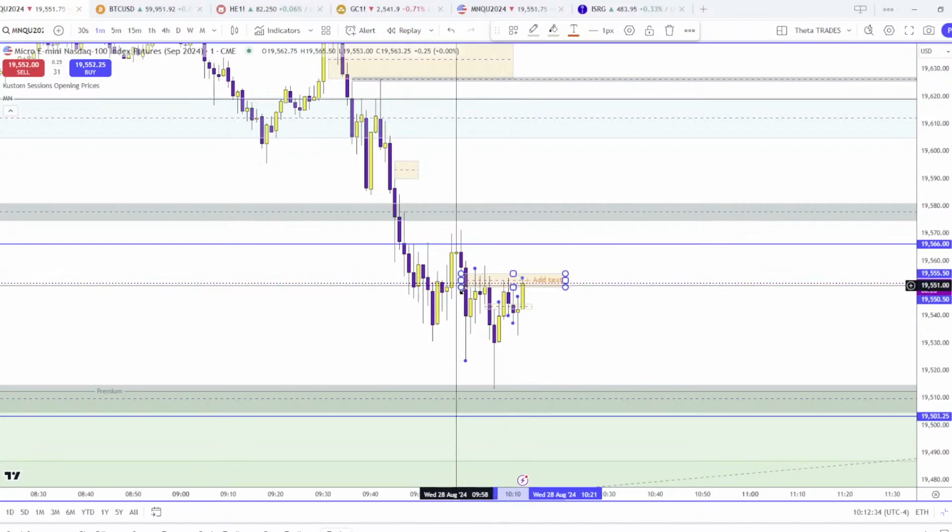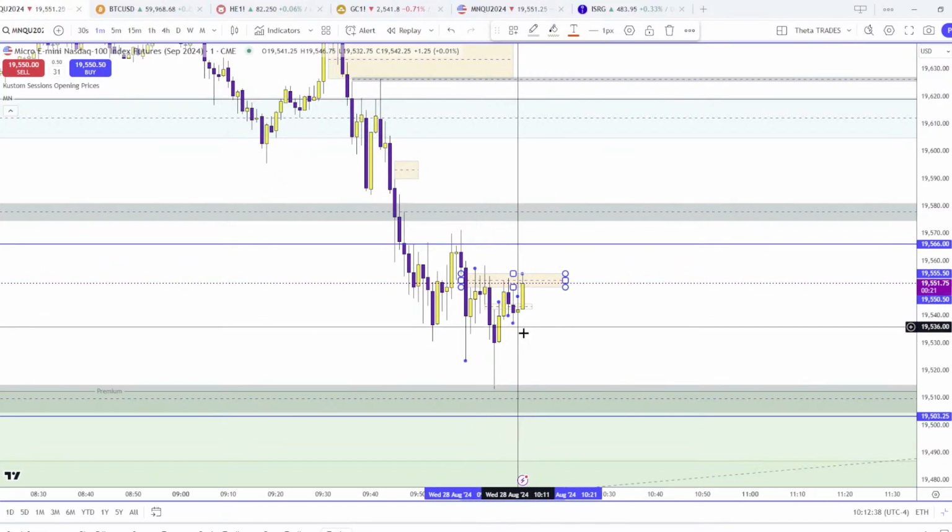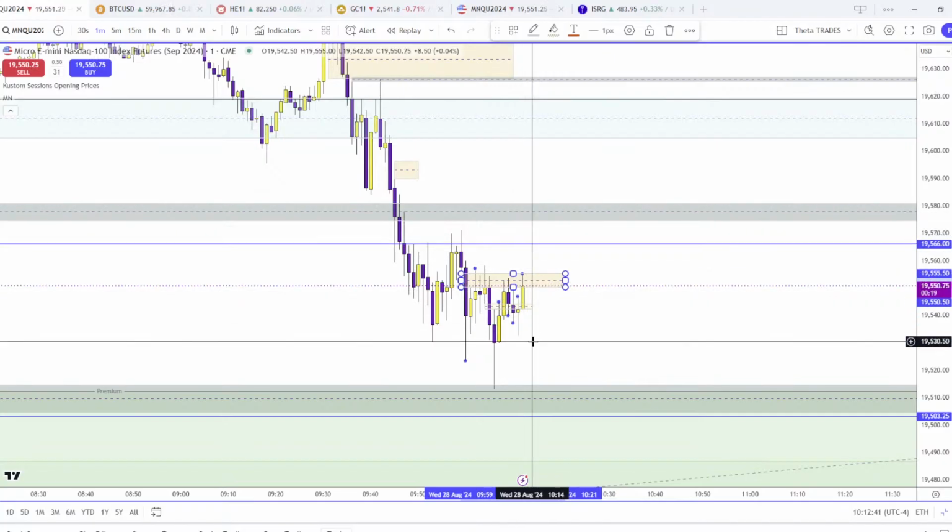See how that level there, we've been working it like crazy. I want to see a big bull candle get through here.